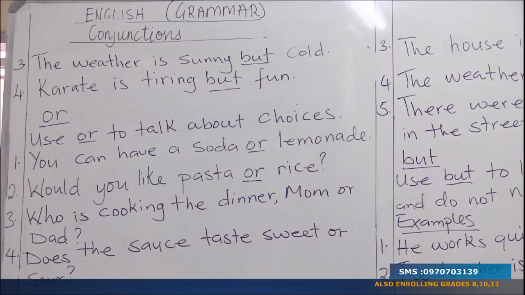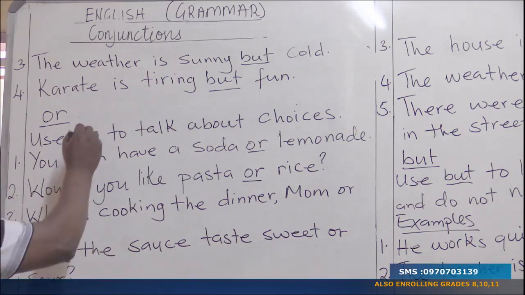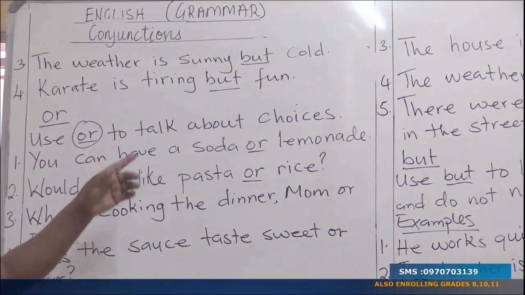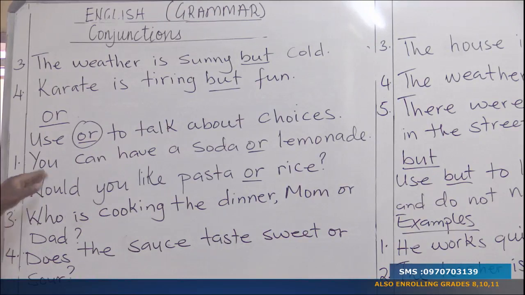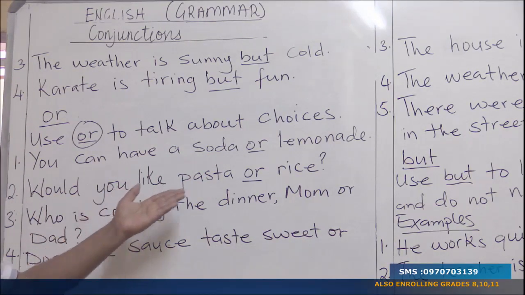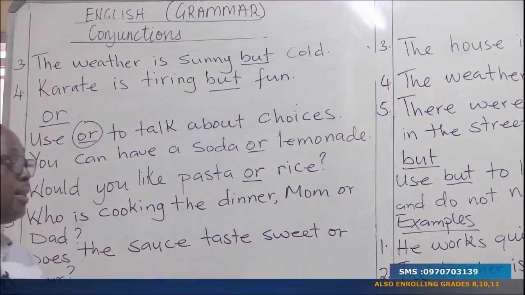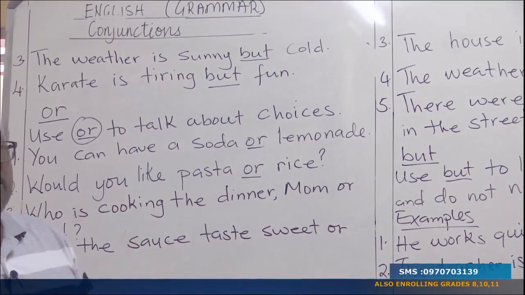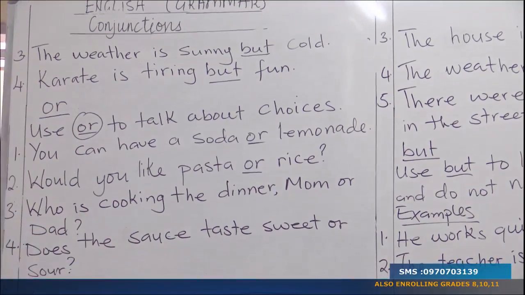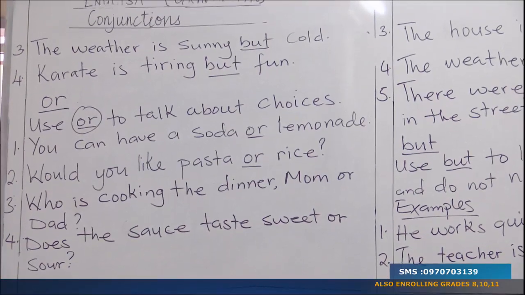These are some of the words that we use, because we said we use the word or to talk about choices. So these sentences are talking about choices. So it's whether you have a soda or you have a lemonade. With this sentence, they're asking you, would you like pasta or rice? So it is about choices, making choices, talking about choices.